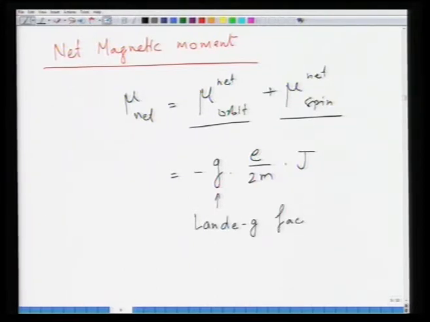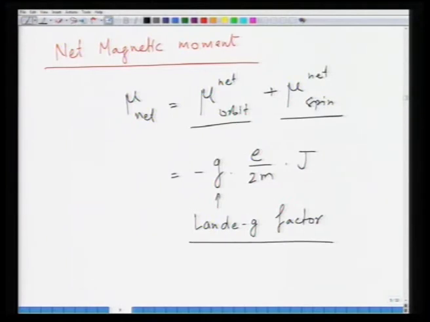Landé g factor, and this is again a purely quantum mechanical factor. The value of g is always between 1 and 2. If this value is 1, then the magnetic moment is purely contributed by orbital magnetic moment, and if this value is 2, then the magnetic moment is purely contributed by spin magnetic moment, and this depends upon the type of material. For instance, in many materials where the orbital magnetic moment is thought to be quenched, most of the magnetic moment comes from spin magnetic moment.